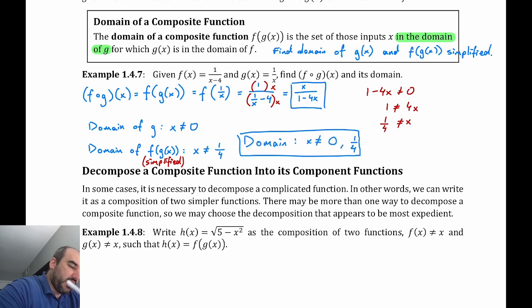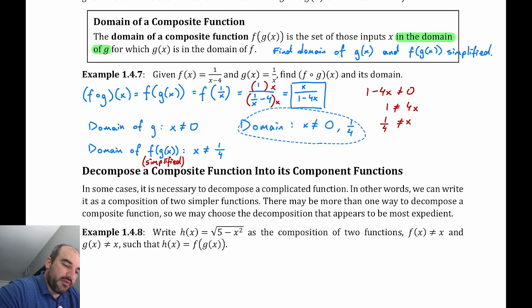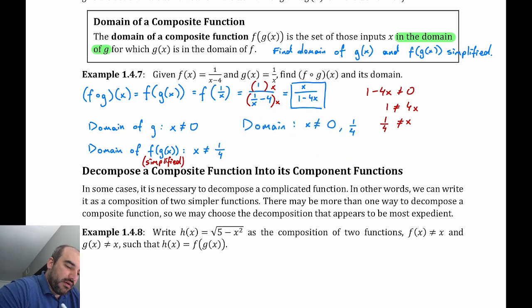We'll say or. Or we can write it as, this is going to be a long interval notation. But if the question says to write it in interval notation, we do. So, or it'll be negative infinity to 0. And then we pop out 0. So we skip over 0, go to 1/4. Also pop out 1/4. Go to infinity, right?